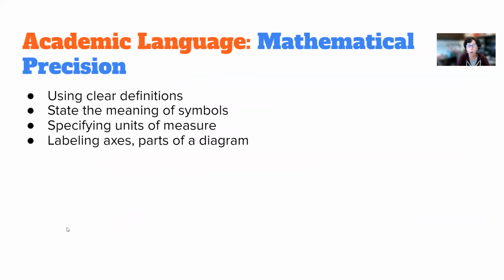Next, we have mathematical precision. The easiest way to think about mathematical precision is that you're using clear definitions. When we're talking about specific symbols, we're stating the meaning of those symbols. Specifying units of measure is an example of mathematical precision, as well as labeling the coordinate plane or parts of a diagram. All of those are examples of mathematical precision.